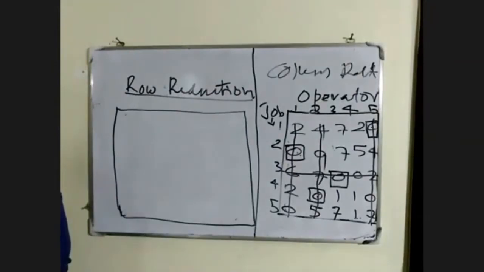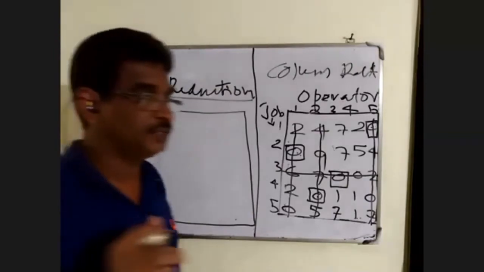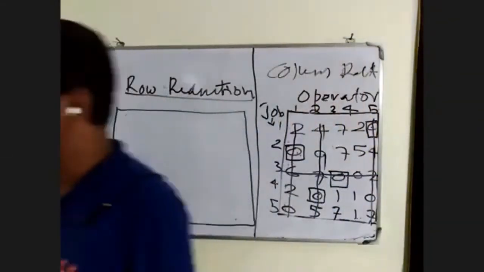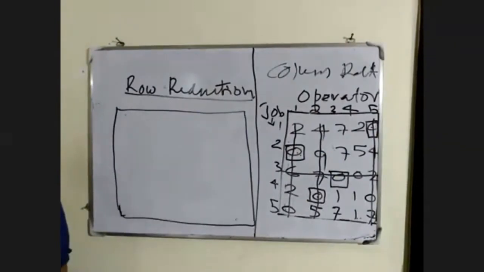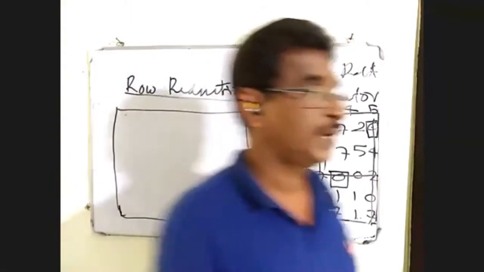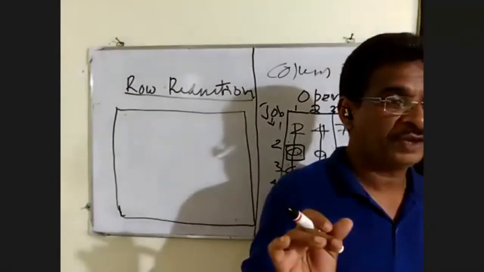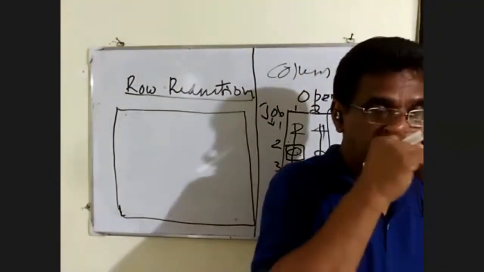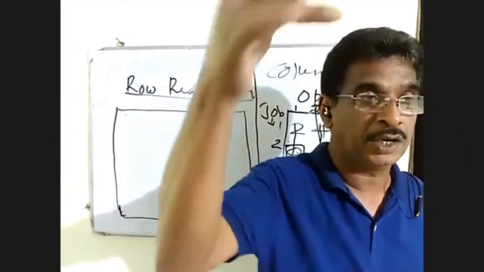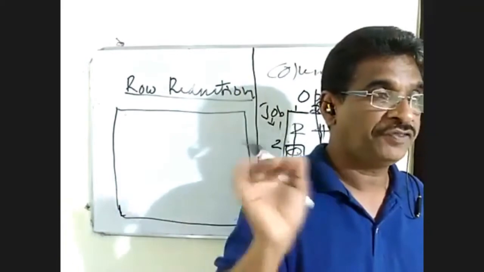Please write: check whether the number of squares marked is equal to the number of rows of the matrix. If yes, go to step 7. We will discuss later what step 7 is. Otherwise, go to step 5. For details on the Hungarian algorithm, you can refer to the model.